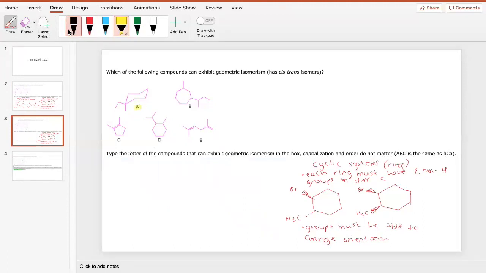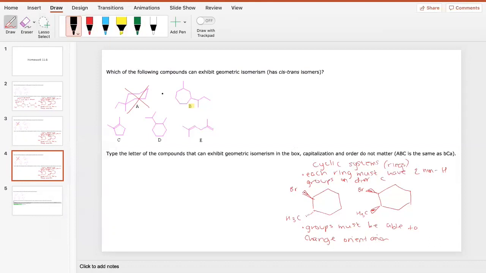Starting with A, we see that it is a cyclic compound, so we want to use the rules for cyclic systems. The first rule states that each ring must have two non-hydrogen groups on different carbons. We do have two different non-hydrogen groups. We have this ethyl group and this methyl group, but they're on the same carbon, not different carbons. And so A cannot exhibit geometric isomerism.